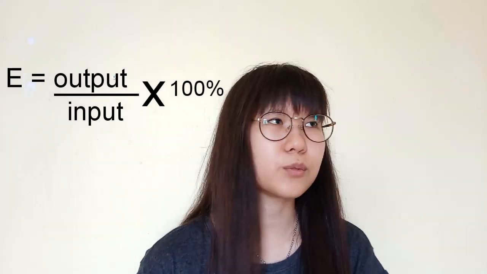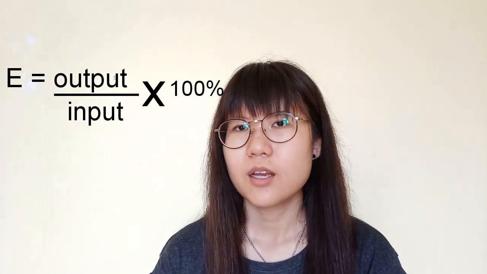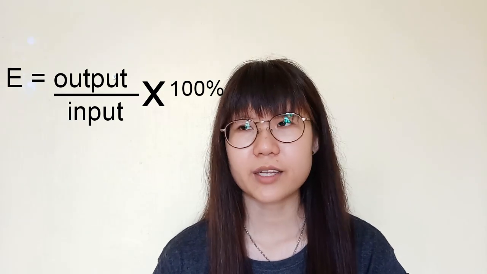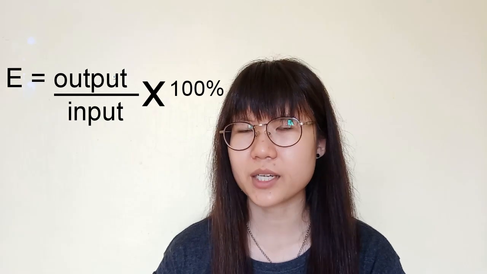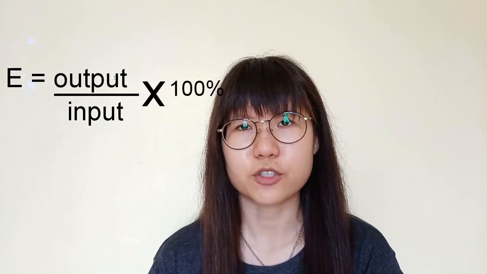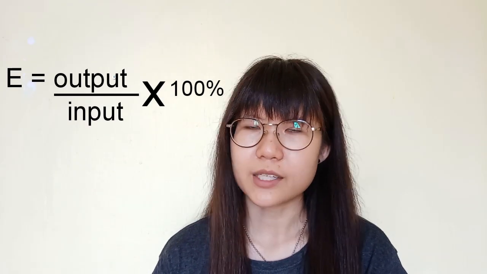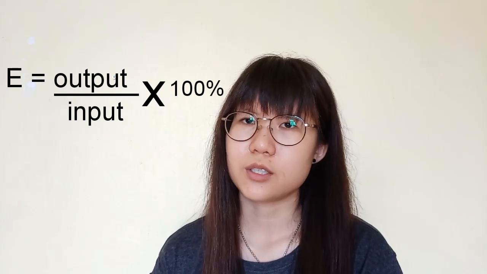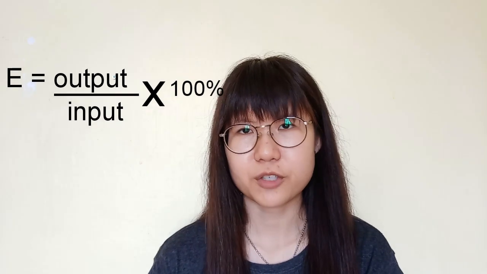26, efficiency equals work output over work input times 100%. Remember that for efficiency, you can never have a percentage higher than 100% because the energy output can never be as big as the energy input due to energy loss. So the efficiency has to be less than 100%.